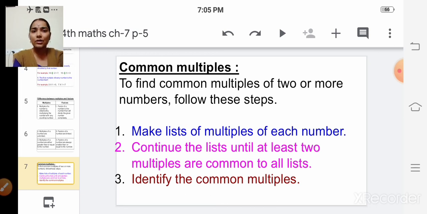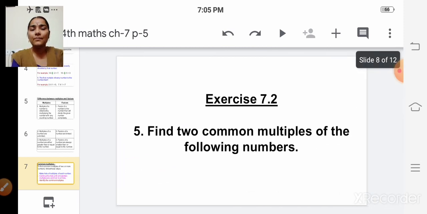So we are going to continue the process of finding the multiples until at least two common multiples will be there. Okay, till that we are going to find out the multiples of each number. Okay, the third step is identify the common multiples. Okay, so shall we do the problem?